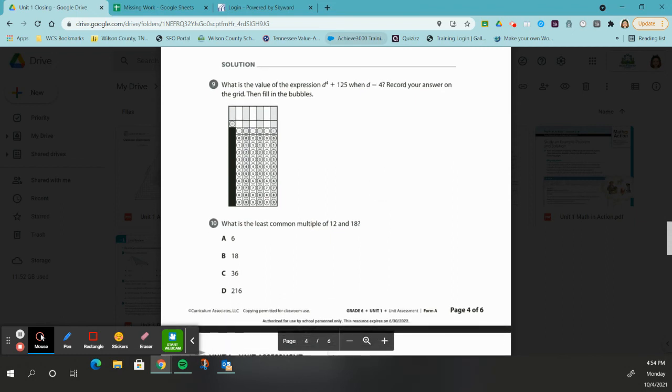Which brings us to number 9 and number 10. So number 9 says, what is the value of the expression d to the 4th power plus 125 when d equals 4? So we have d to the 4th power plus 125, right?